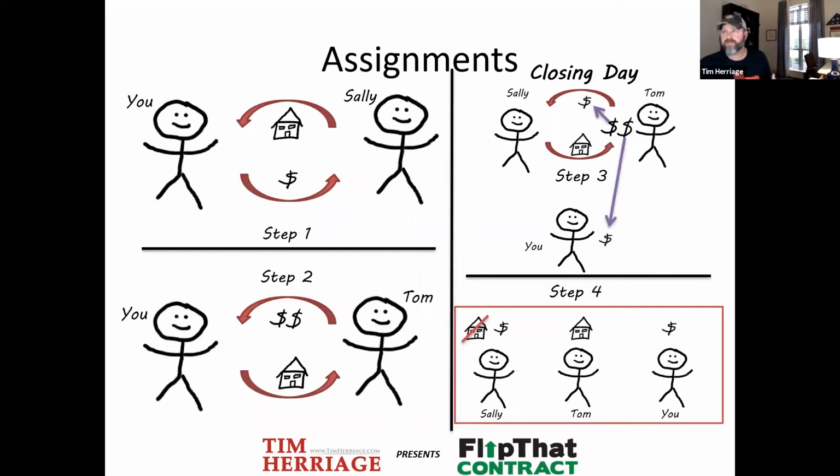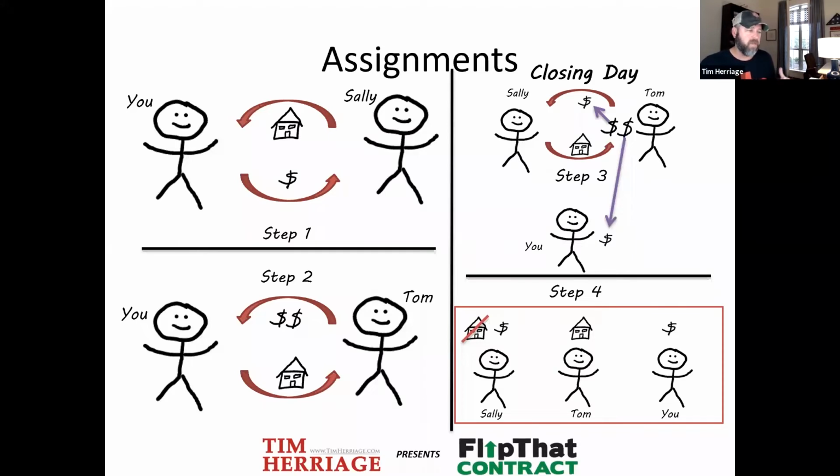Just a little refresher, assignment contracts. It's simple. You advertise that you want a house. You meet Sally. She has a house she doesn't want. You say you have money. She says she wants money. You make an offer to give Sally money in exchange for the house. Sally says yes. You email Tom or call Tom or text Tom or meet Tom online or at a REIA meeting. Tom wants a house.